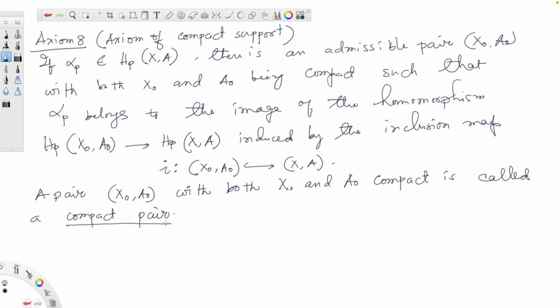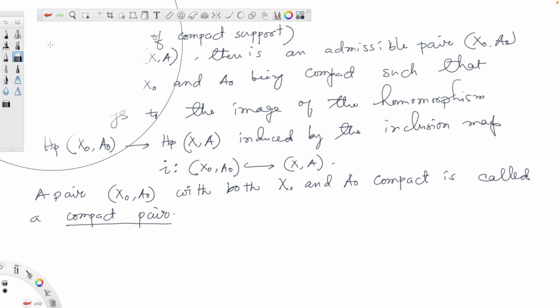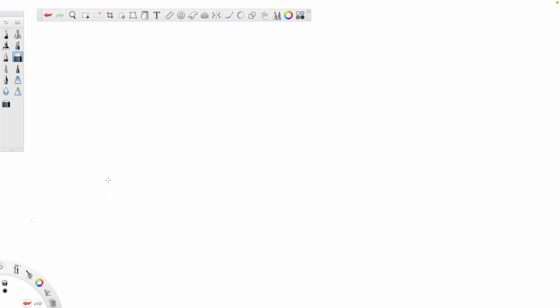Good. Now I need to give you the axioms for simplicial theory, but in order to do that, I need to construct a few ingredients, right? So that I can formulate the homology theory in the context of simplicial complexes, in the setting of simplicial complexes. Okay, so here it goes, the axioms for simplicial theory.